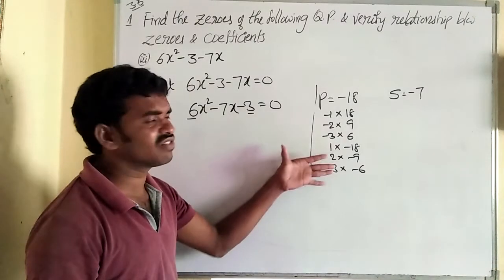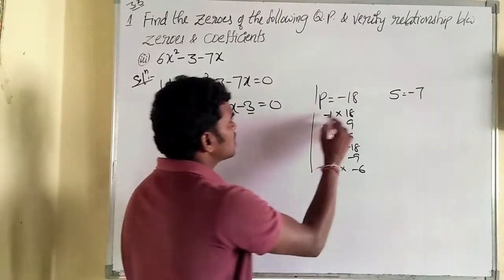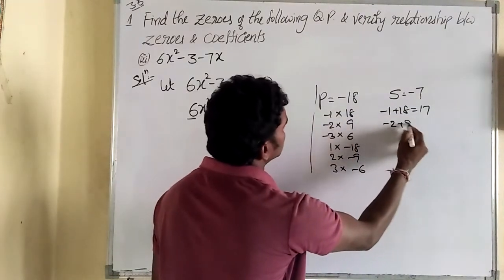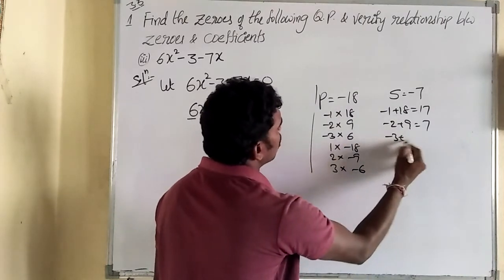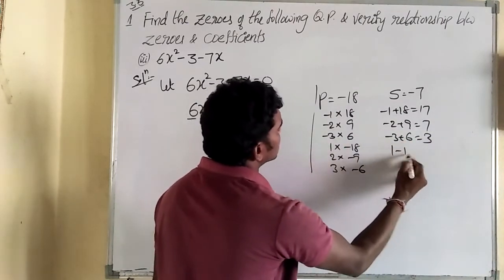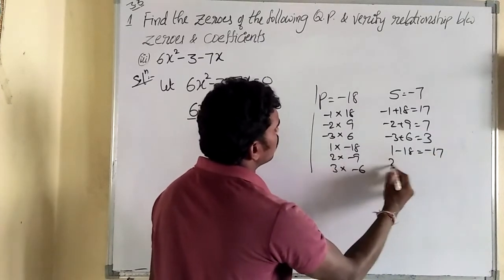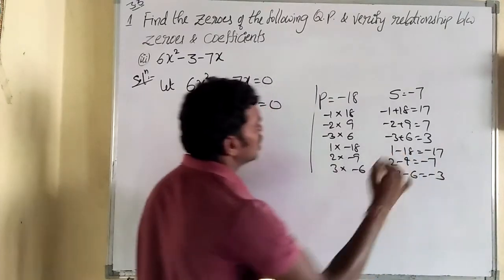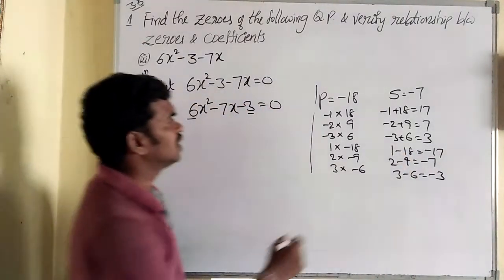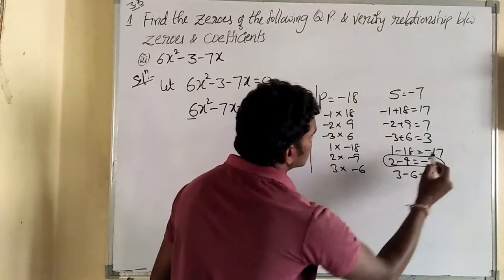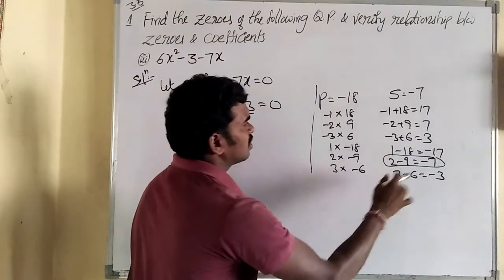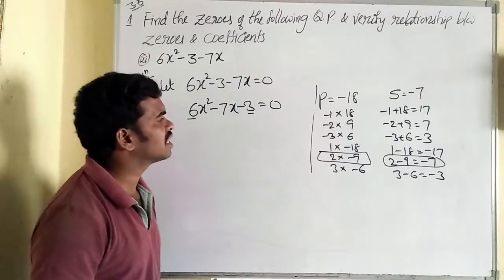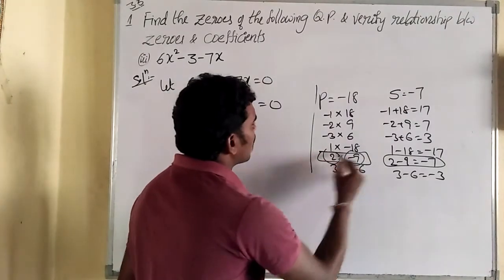So in these factors, which is the suitable pair? Minus 1 plus 18, how much? 17. Minus 2 plus 9, how much? 7. Minus 3 plus 6, how much? Plus 3. 1 minus 18, how much? Minus 17. 2 minus 9, how much? Minus 7. 3 minus 6, how much? Minus 3. So which is the suitable pair? Yes, 2 and minus 9. 2 plus minus 9 becomes minus 7, and 2 into minus 9 becomes minus 18.